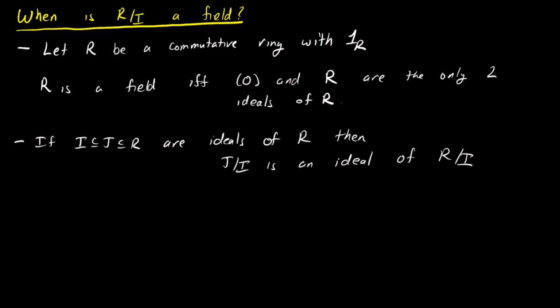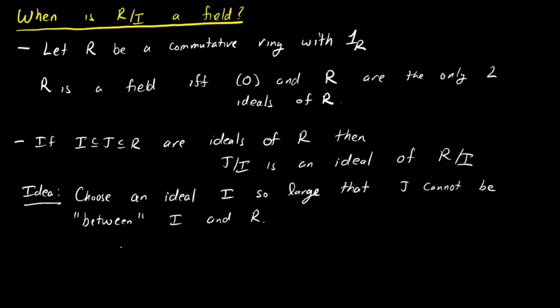Okay, so what do I want to do? I want to choose an ideal. If I want to construct a field, I want to choose an ideal I so large that J cannot be between I and R. I want to choose an ideal so large that there can be no ideals between I and R, but I also don't want I to be all of R, because R mod R is isomorphic to the zero ring, and we know that the zero ring is not a field.